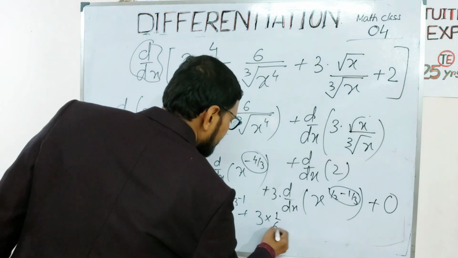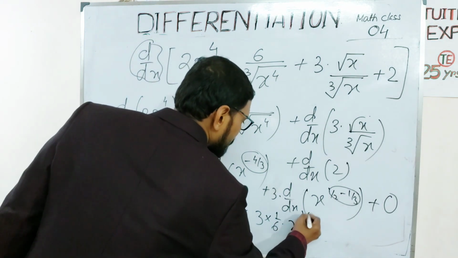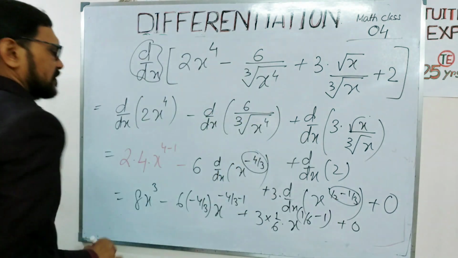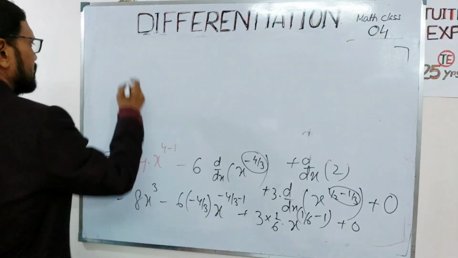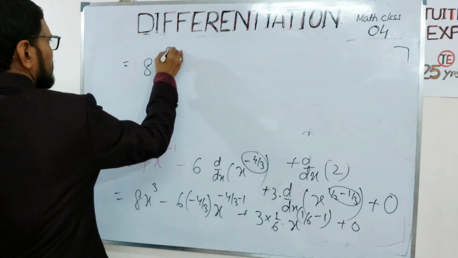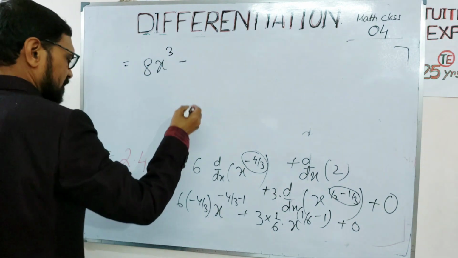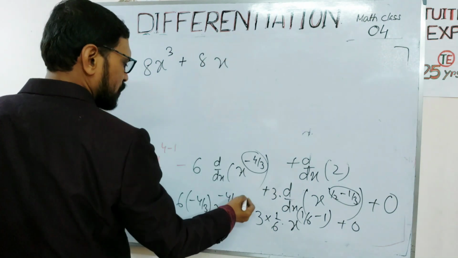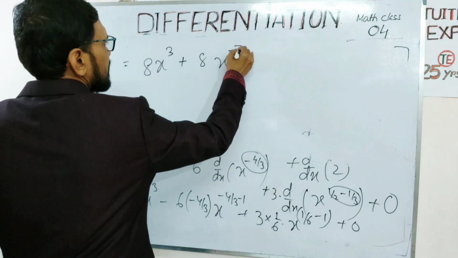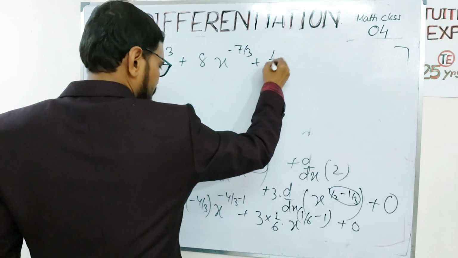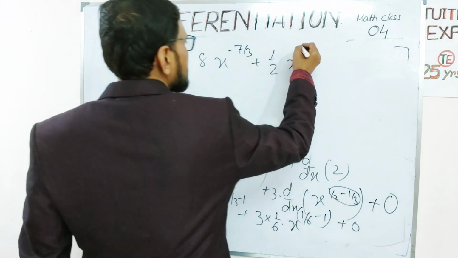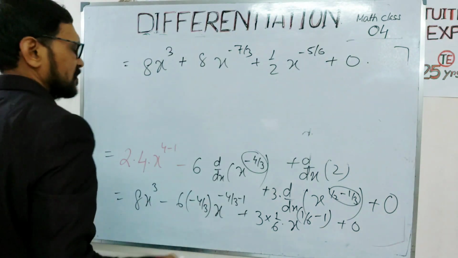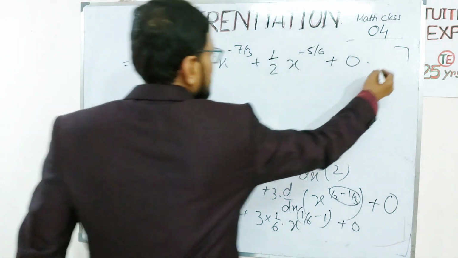So x to the power 1 by 6 minus 1 plus 0. Minus 4 minus 3, minus 7 by 3 plus half, x to the power minus 5 by 6 plus 0. So this is the answer. Okay, this is the answer.